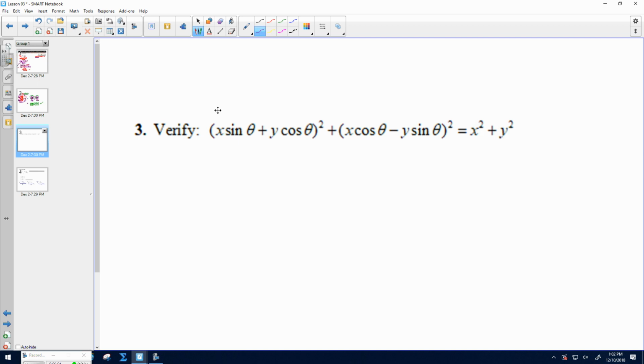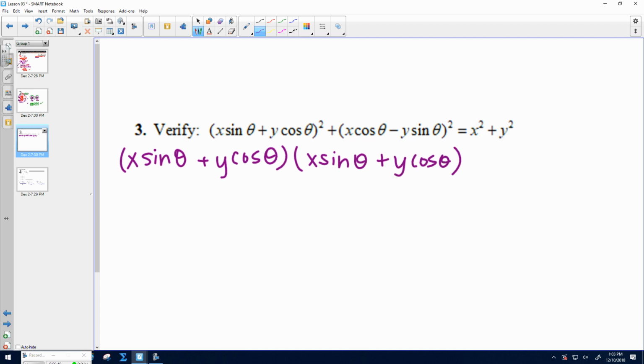Alrighty. So the first thing you want to do is FOIL this out. So this is the same as x sine theta plus y cosine theta times itself. So I'm just going to write it twice since I'm squaring it. And I'm going to do the same thing where I'm going to write this one twice as well. I should have written smaller. x cosine theta minus y sine theta. And I'm multiplying it times itself.